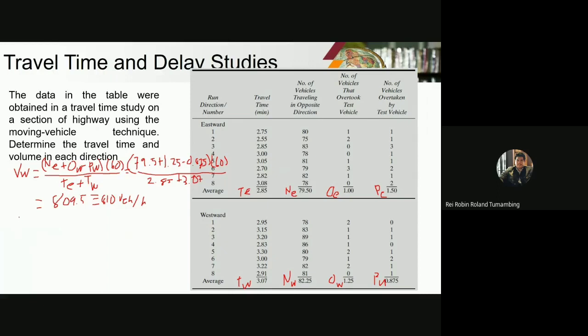Okay, so for your VE naman, of course, iba yung kabilang values lang yung gagamitin mo. So that is equal to 82.25 plus 1 minus 1.5, okay, then times 60 over 2.85 plus 3.07. So that is equal to 828.5 or 829 vehicles per hour. Okay? So next, we have to compute for TE and TW.